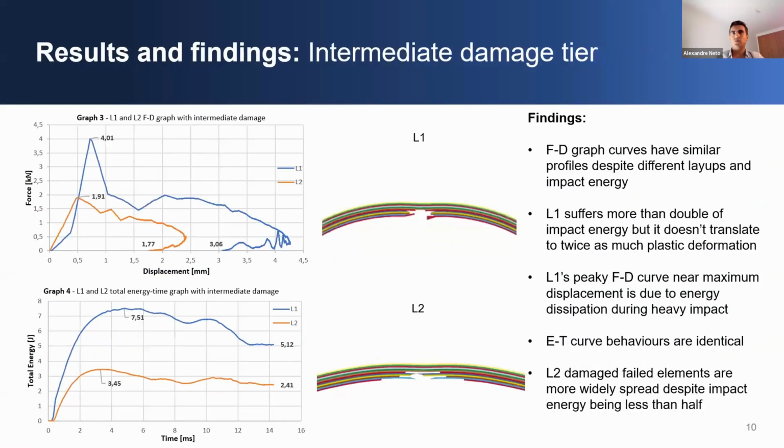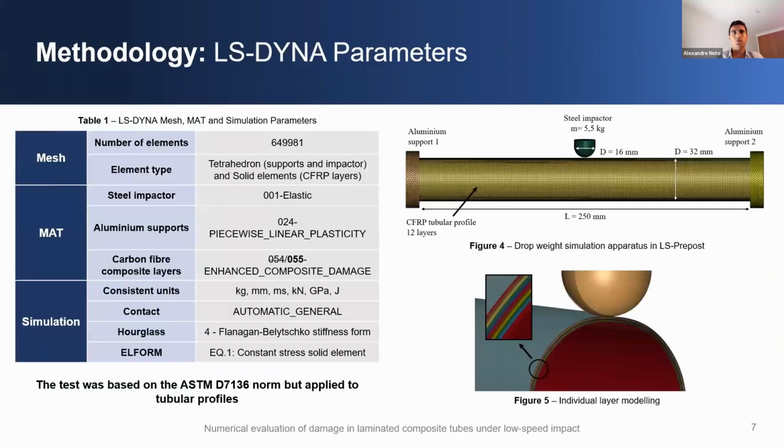So I can show you here in table 1. You may see where I have the simulation. There's the contact, automatic general. So I found that this contact, the automatic general, was the best for this situation after consulting the manual and performing lots of tests. This mainly is regarding the contact between the impactor and the tube. But yes, I believe that accounts for friction between the layers as well, yes.